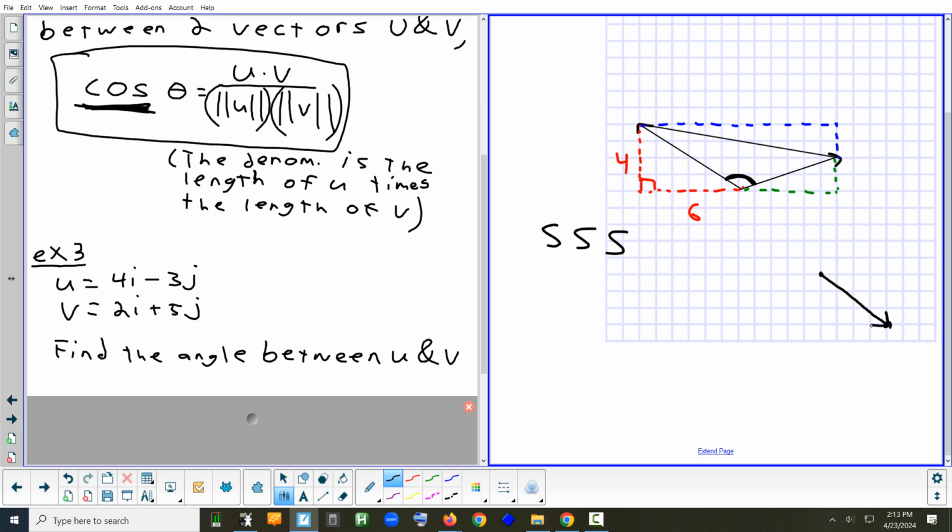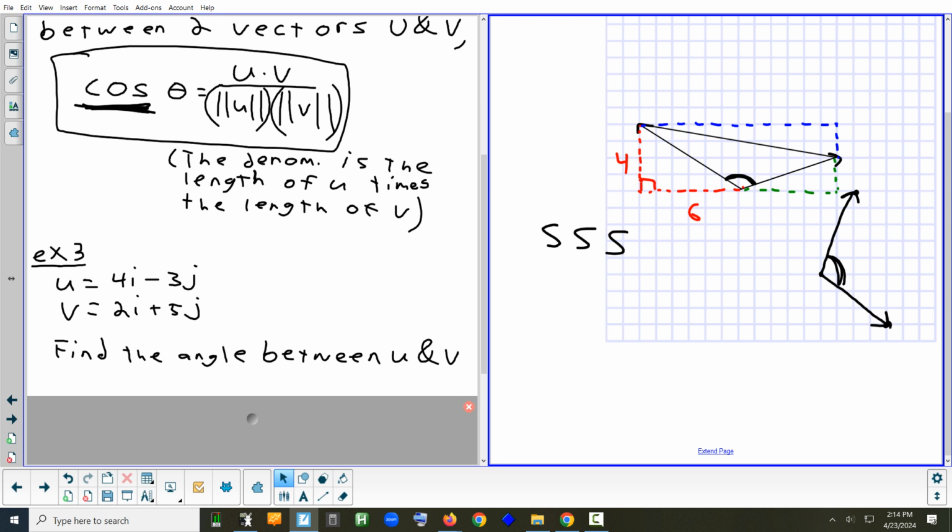Now let's start here again. 2i plus 5j. So 2 units to the right, and then 5 units up. 1, 2, 3, 4, 5. So that's the angle we're looking for right there. How much does it look like that angle might be? Around 150? 135? 115, 120. Yeah, I mean it's a little bit more than 90.